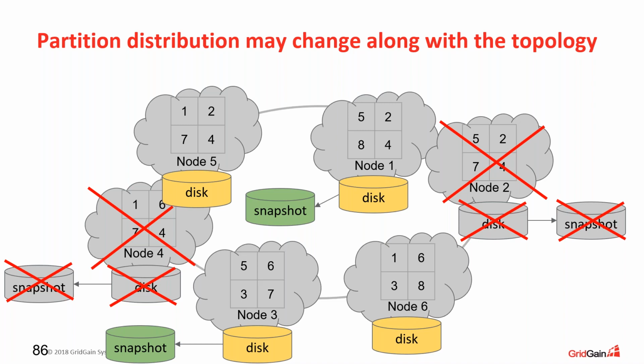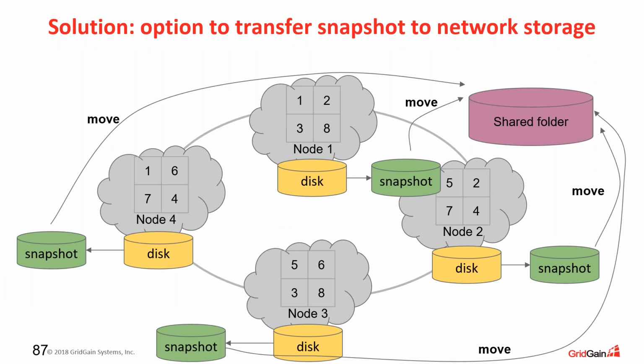And how to restore this partly saved snapshot? It's hard to say, and it's also a problem that storing snapshots locally is not efficient because you do it quite often, and disk space is limited on your local nodes. And that's why we have implemented a move command.